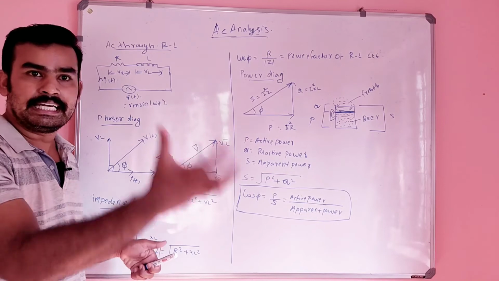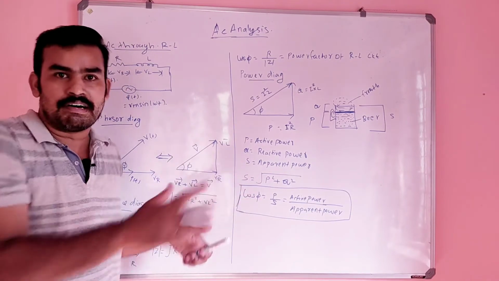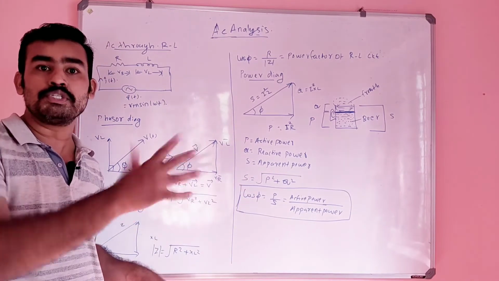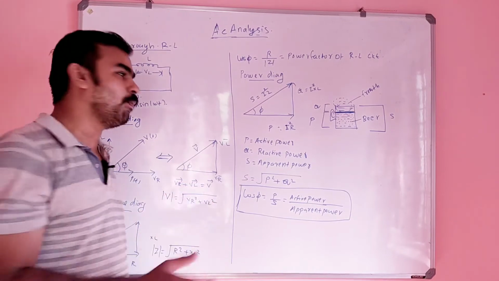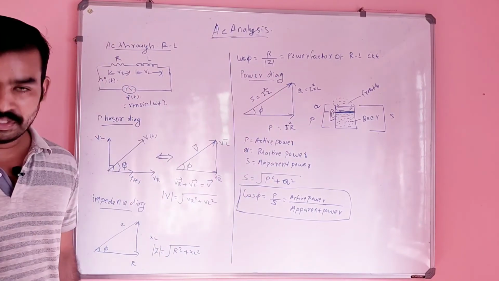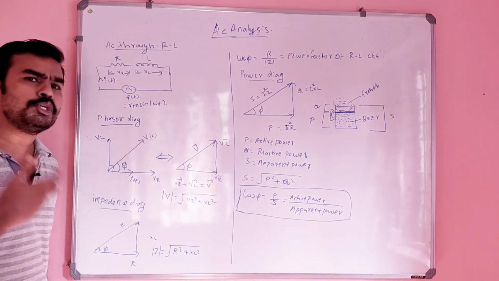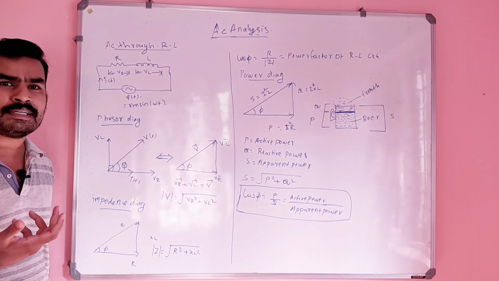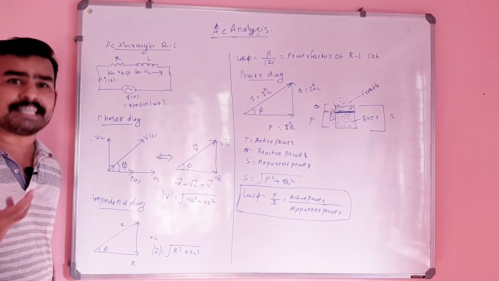The power which does not directly take part in the process of useful work is called the what? Reactive power. Then what is the use of that reactive power in a circuit?